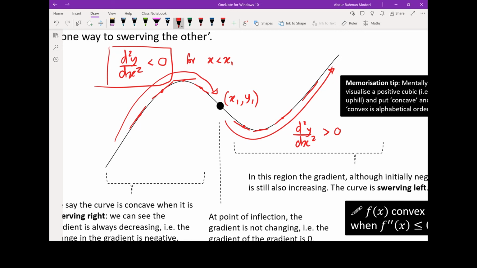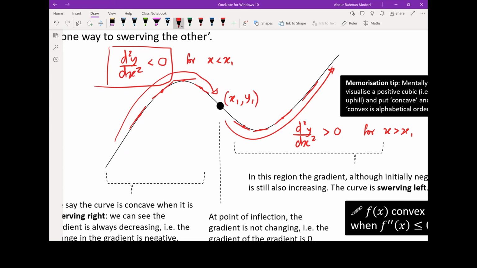So you would never just write down d2y by dx squared is less than 0. You would have to specify which part of the curve that case is true for. Which part of the curve is the rate of change of the gradient negative? It's only negative up until that point, which I've denoted using x1. So I'm saying for x is less than x1, it will be negative. For x is greater than x1, the second derivative will be positive, i.e. the rate of change of the gradient is increasing, therefore positive. So we need to indicate the range of values of x for which this second derivative is true.